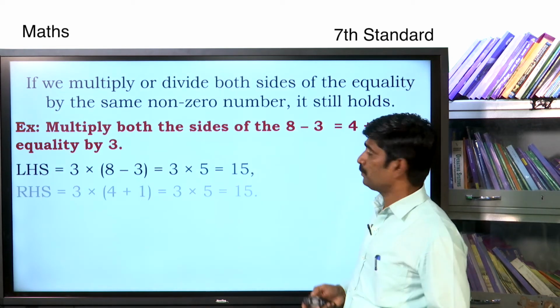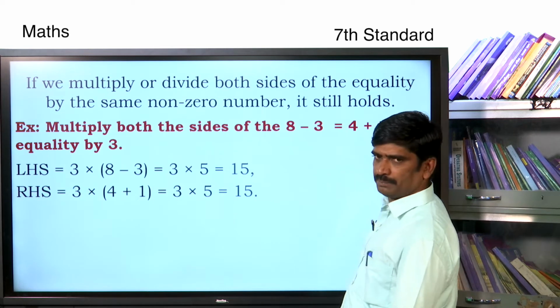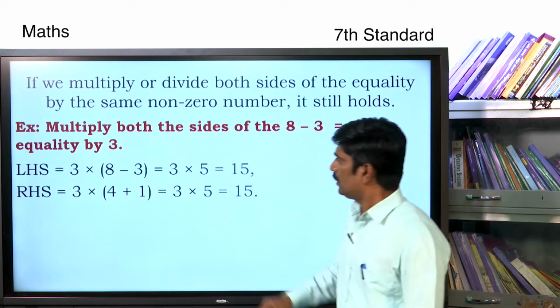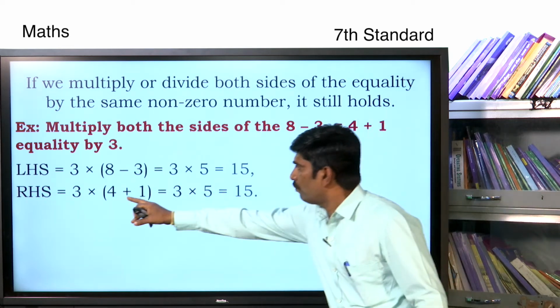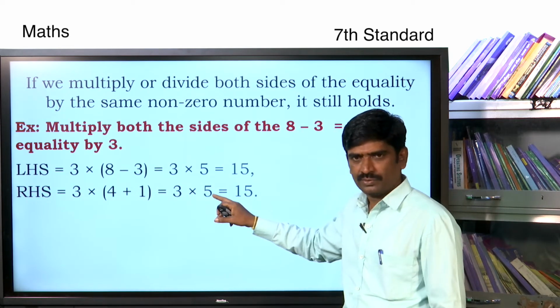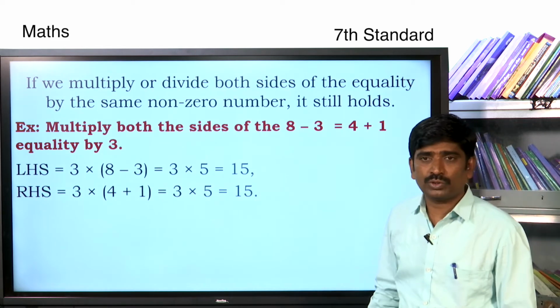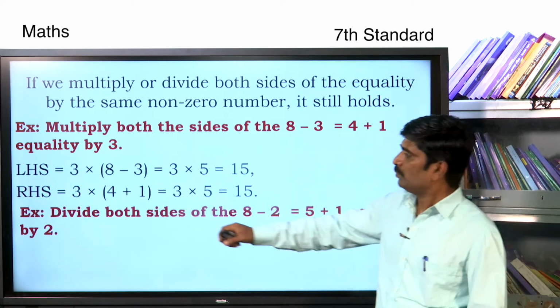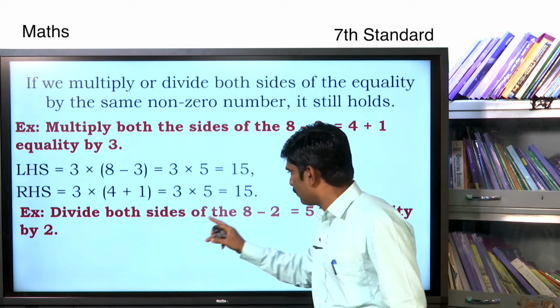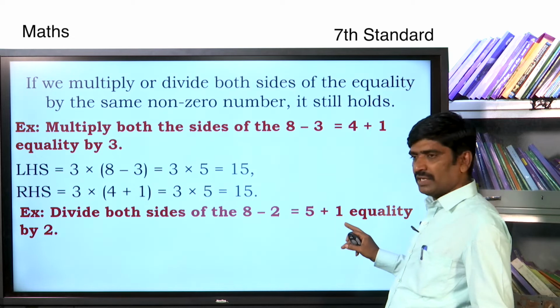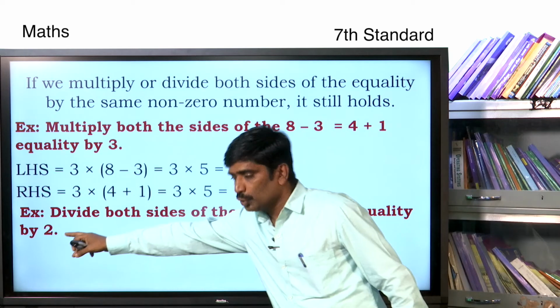Next RHS. In RHS, 4 plus 1. Therefore, 3 into 4 plus 1. 4 plus 1 is 5. 3 fives are 15. Therefore, LHS is equal to RHS. Then divide both sides of 8 minus 2 is equal to 5 plus 1 by 2.